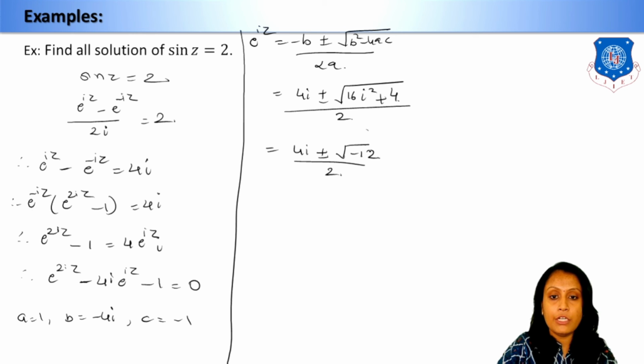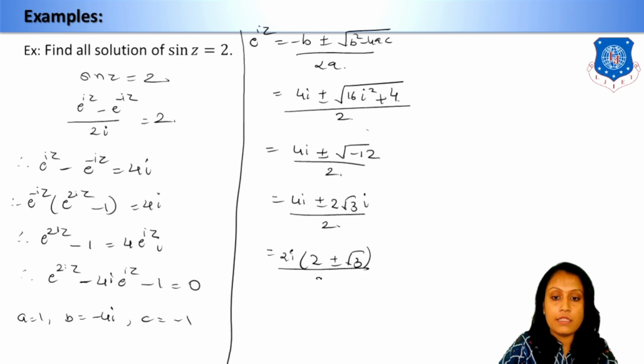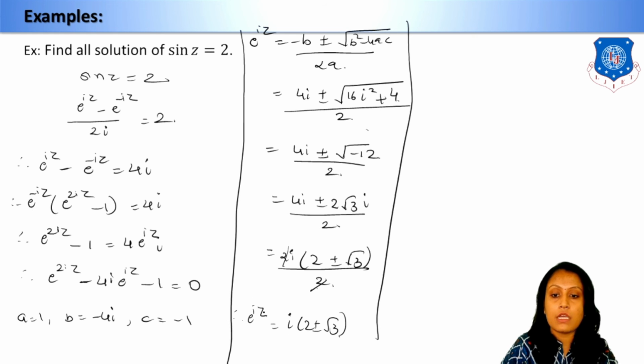Now 12 is what? 4 into 3. We can take out 4 common, so here we have 4i plus or minus 2 under root 3 i upon 2. Now we can take out 2i common. So here we have 2 plus or minus root 3, and this upon 2. This 2 will get cancelled, right? Therefore the answer of e raised to iz is i into (2 plus or minus root 3). Now what we'll do, just apply the log. So iz is what? Log of i into (2 plus or minus root 3).